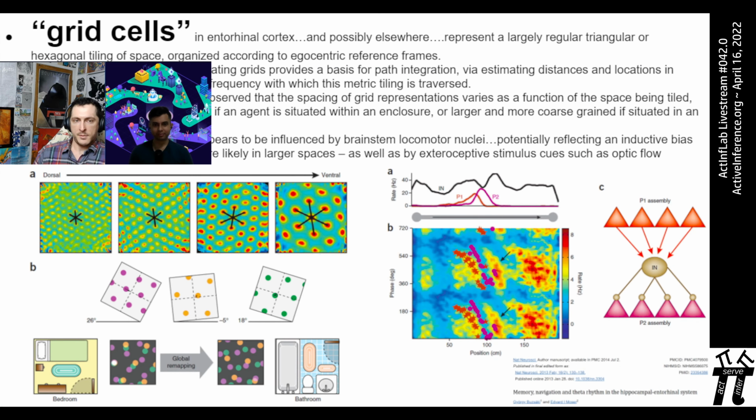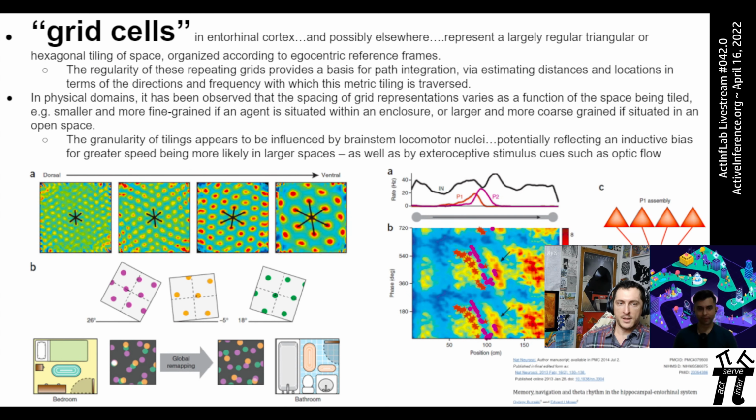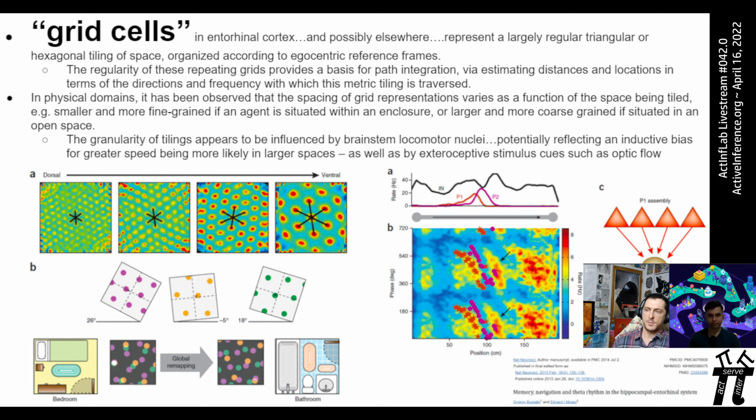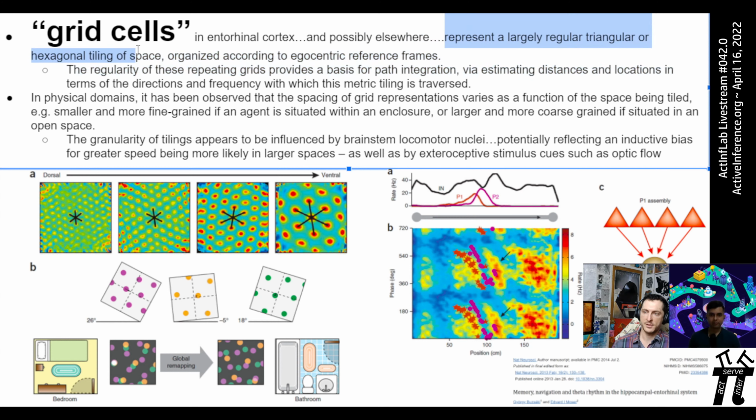The paper also, in the biological section, explores the grid cells, and we saw the grid cells also in RatSLAM. The grid cells are in the entorhinal cortex, so it's in the hippocampal system, and they represent a largely triangular or hexagonal tiling of space organized according to egocentric reference frames. Now, it's hexagonal in the flat plane, but what shape is it in higher dimensions?